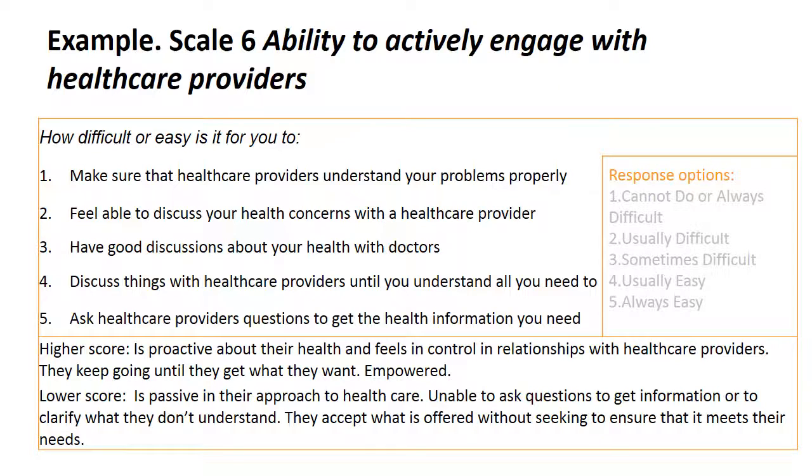This is an example of a scale from part 2 of the questionnaire. So here people are asked to say how difficult or easy it is for them to be able to, for example, make sure that healthcare providers understand your problems properly. And the response options are on the right hand side. They range from cannot do or always difficult to always easy.